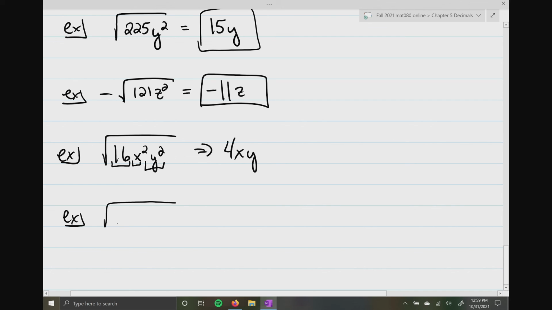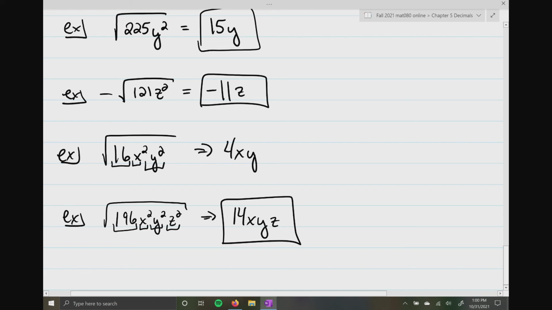So the square root of 196, x to the second, y to the second, z to the second. Okay? Once again, this looks really complex. However, you're going to do just one step at a time. So the square root of 196, I'll help you with that. It's 14. The square root of x squared is x. Square root of y squared is y. Square root of z squared is z. So notice it's just 14 times x times y times z.